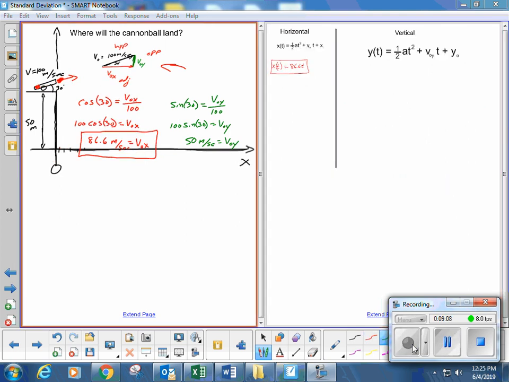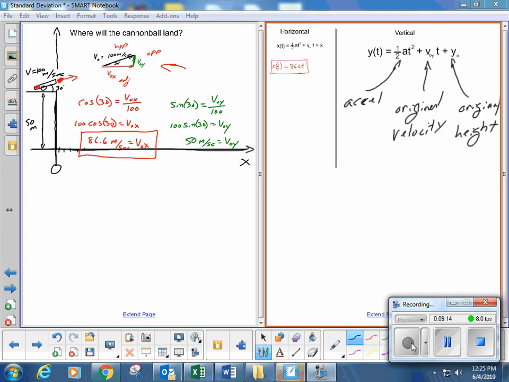All right, now let's focus on the vertical. Now this one's a little bit different. We have the same three components. In fact, it's the same exact equation. The A stands for the acceleration that's going to be acting in an up and down vertical direction. The V stands for the original velocity, and the Y over here is the original height. Y is the vertical, so we're talking about how high up it was in the first place.